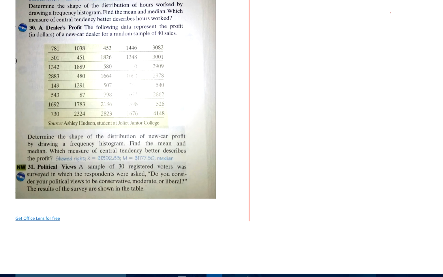Okay, last one on 3.1, and it's a little bit of review, which is a good thing. The following data represent the profit of a new car dealer, random 40 sales. Determine the shape of the distribution of new car profit by drawing a frequency histogram. Find the mean and median. Which measure better describes the profit?